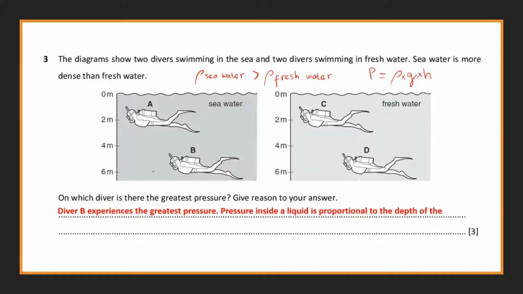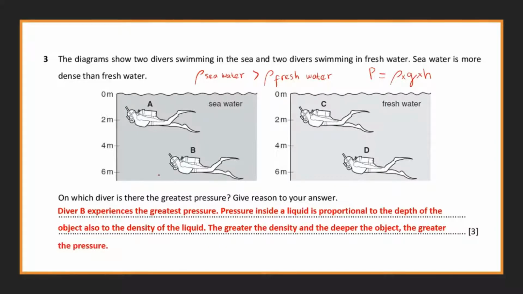Pressure inside a liquid is proportional to the depth of the object, and also to the density of the liquid. The greater the density and the deeper the object, the greater the pressure. Let's continue our discussion to number 4.